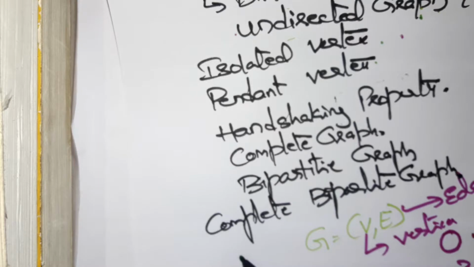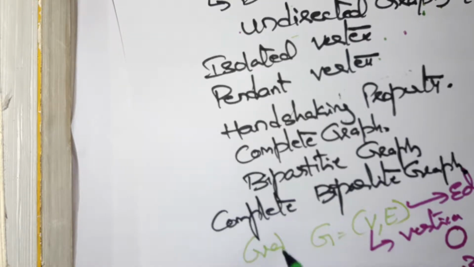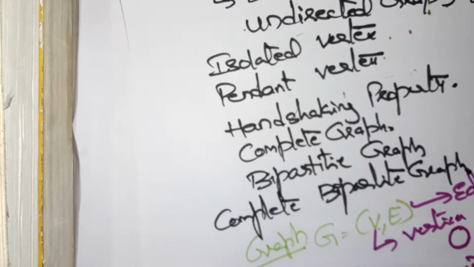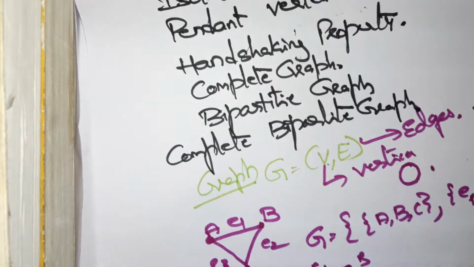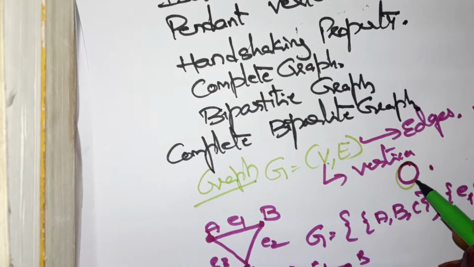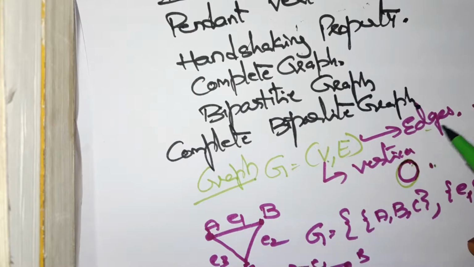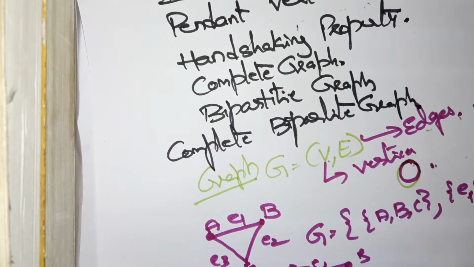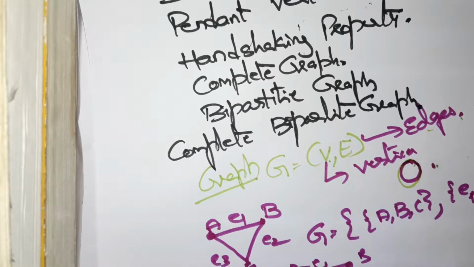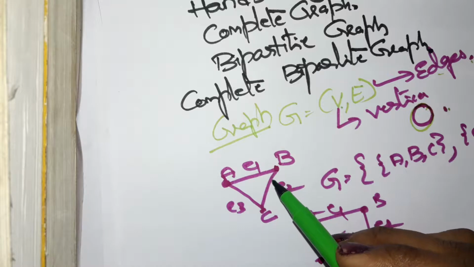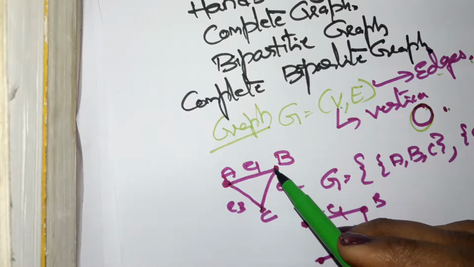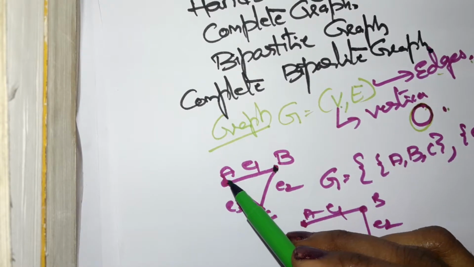First we will see what is a graph. So graph is nothing but a combination of vertices and edges. Vertex can be represented by using the circle or dot, and edges can be represented by using the straight line or arc line. If you consider any one example, it consists of a set of vertices and edges.